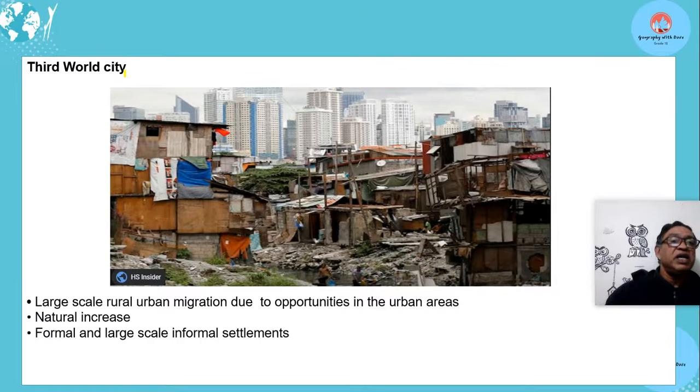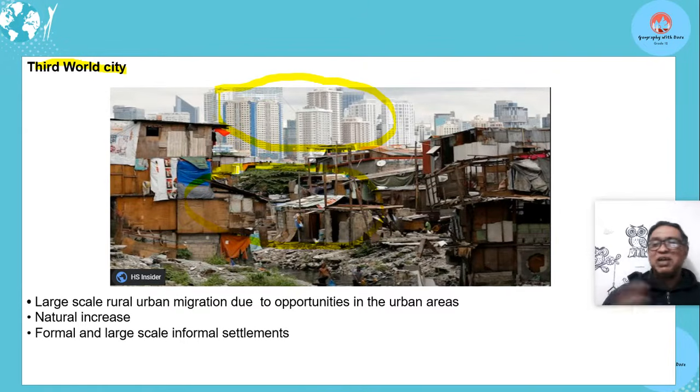The third world city. We always talk about two worlds in one city. Look at the developed here and look at the shacks here, next to one another. This is a real third world city. Big cities with not much in between. But big cities in these third world countries. So we have large scale rural urban migration. It's still in that process, of course, due to various factors, due to opportunities.